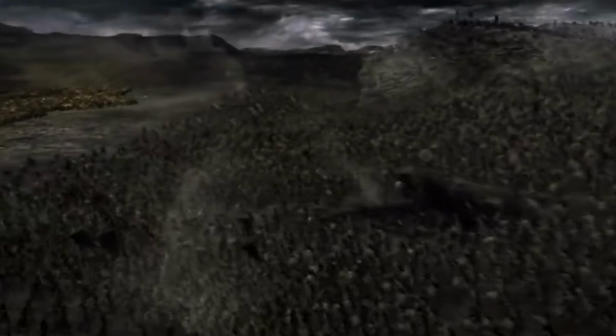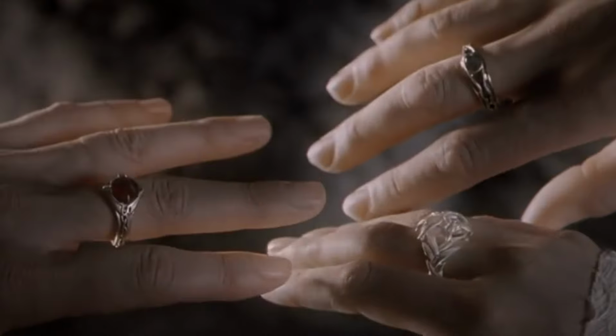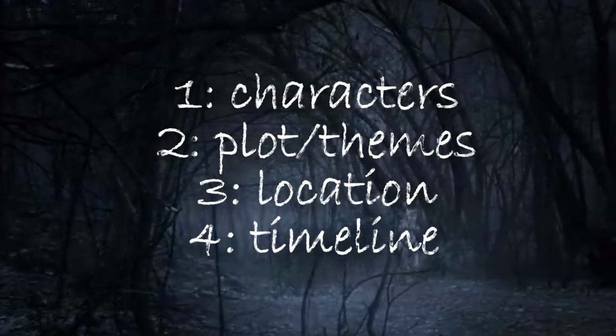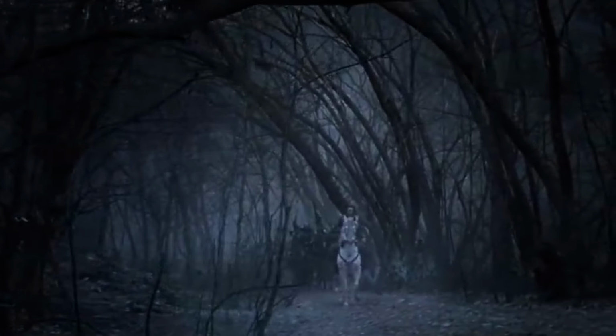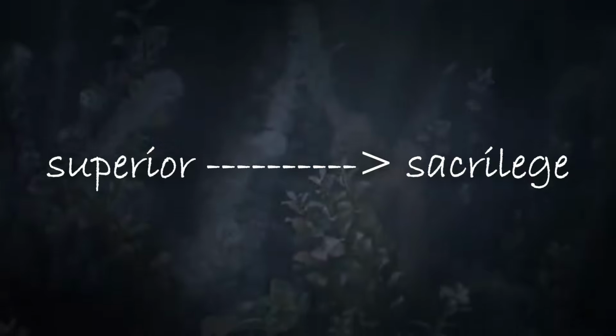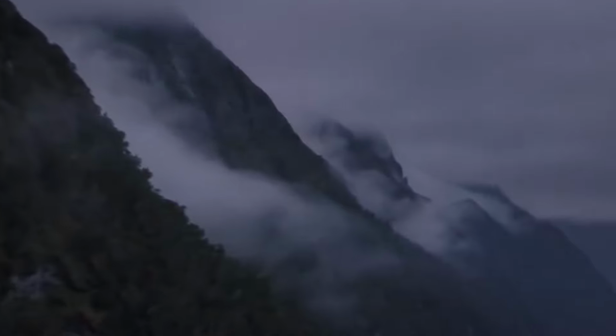For this series, we'll be breaking things down into 4 categories and ranking the differences on a 5-ring grading system. The categories are characters, plot and themes, locations, and timeline. Since this is the first episode, more categories might be added in the future, and as always, feel free to comment if you notice anything that I might have missed. The grading system will range from superior to sacrilege, depending on how good or bad I feel the change is, and keep in mind that the grading system is definitely subjective, so if you disagree with me, that's okay. So let's dive into the first category of characters.